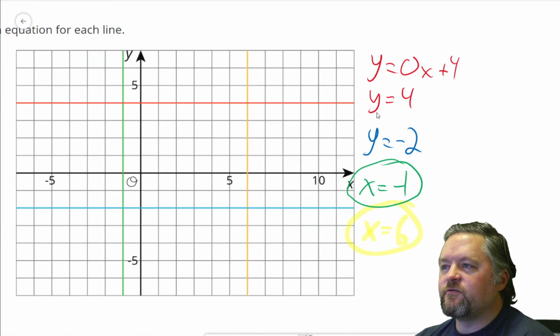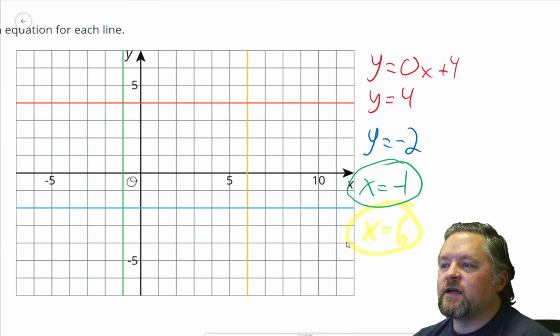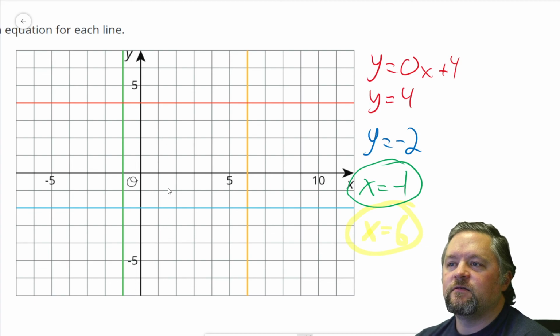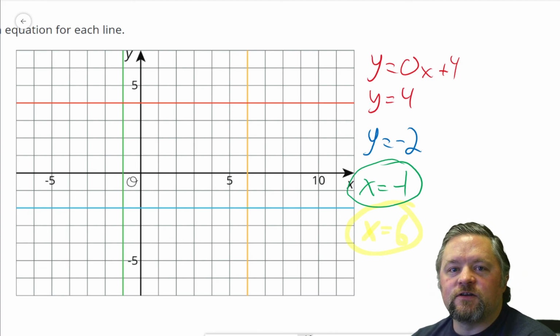Okay, that one was a little tricky, but y equals 4, y equals -2, x equals -1, x equals 6. Okay, that was our last question for today.